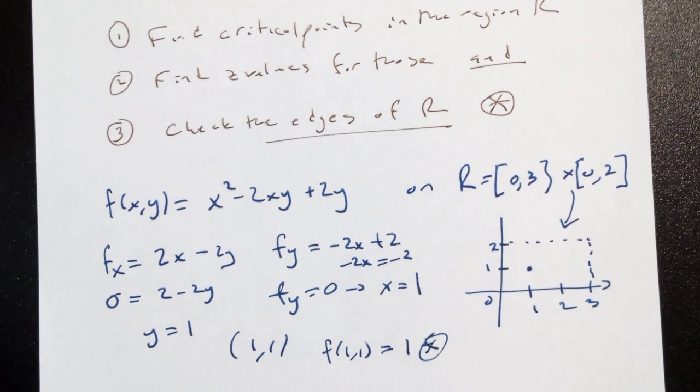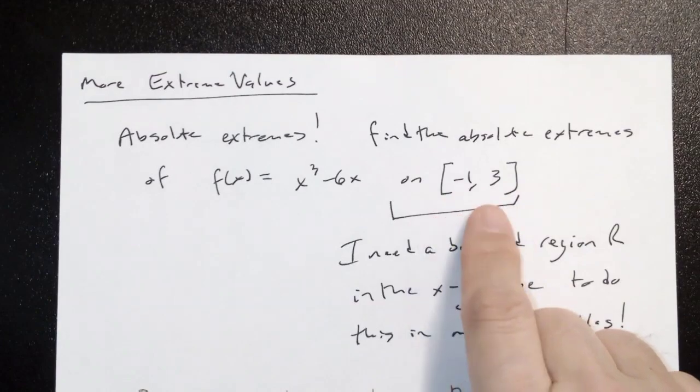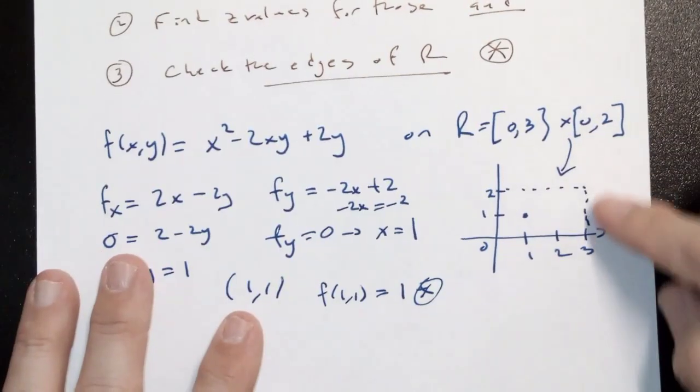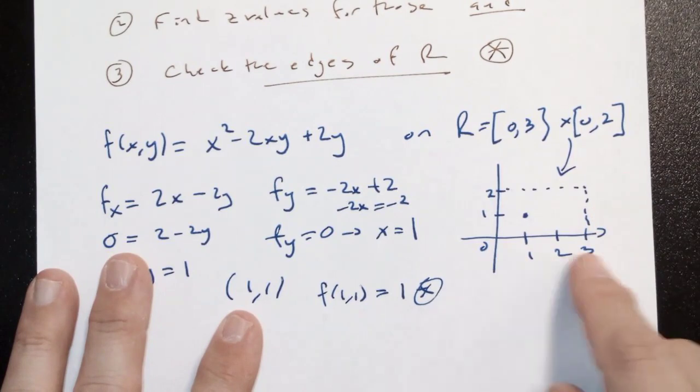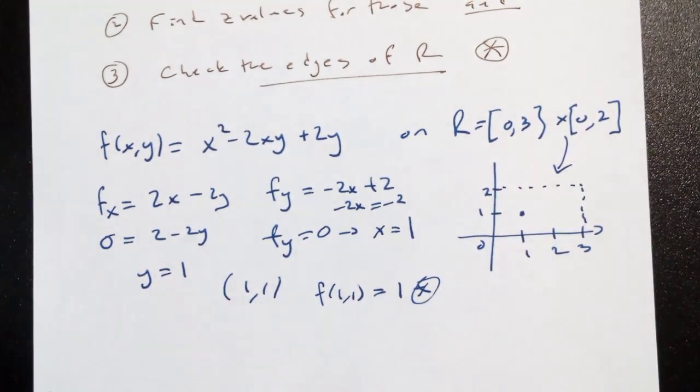Now, here's step 3, the hard part. I need to look at each and every edge. I need to consider the boundaries of my region. Now, normally back in Calc 1, all we would do is we would plug in those numbers. But I can't plug in every number along this whole side, or this whole side, or this whole side, or this whole side. That's a pain. So we need to check each side of this rectangle separately.